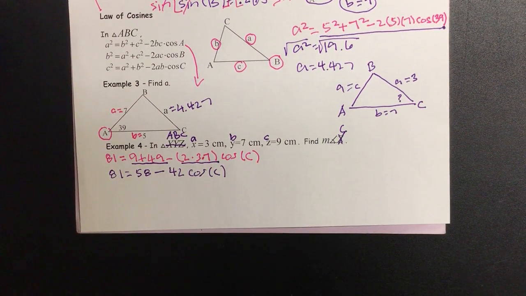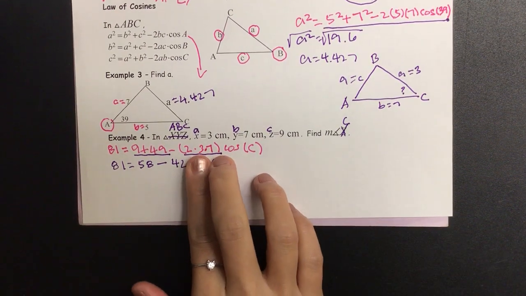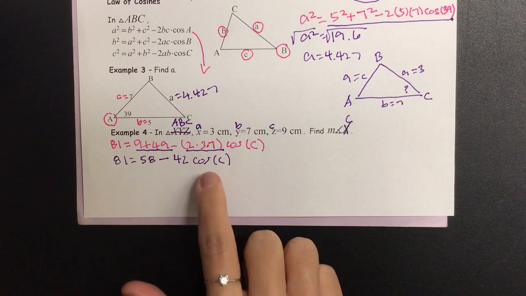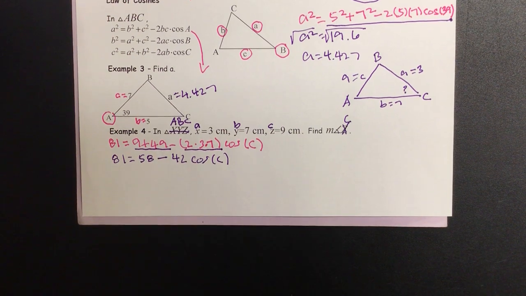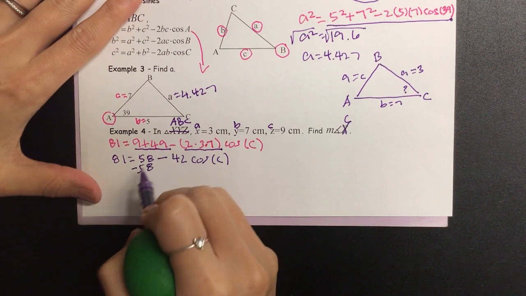Okay, here is a common mistake that happens, even as a junior in pre-cal. Students look at this and go, can I do 58 minus 42? Can we do that? 42 is stuck with a what? Cosine. It is together, okay? So what I can do right now is minus 58 on both sides.